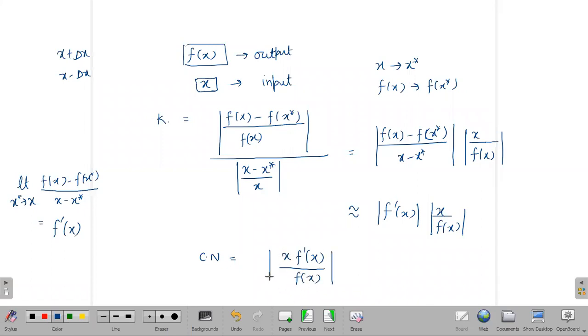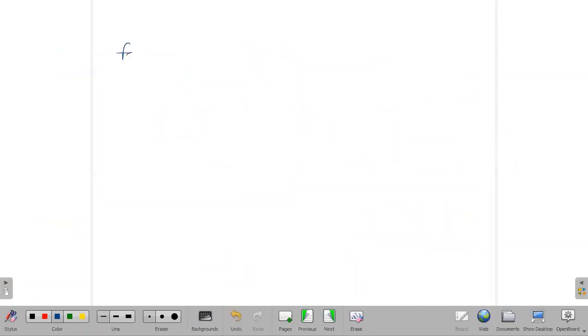So if you want to find the condition number of any problem at any particular value of x, you can find it by this formula. If it is less than 1 or near about 1, then the problem will be well conditioned, otherwise it will be ill conditioned. So this is simple. If you remember this formula, then it is simple to find the condition number. You should remember this formula: x into the first derivative of f of x, divided by the function.